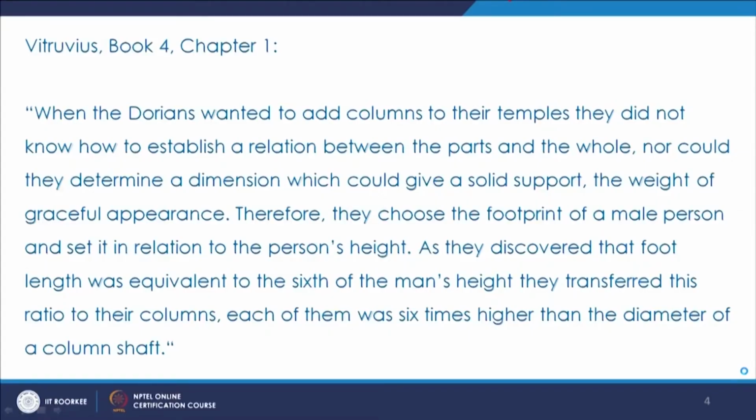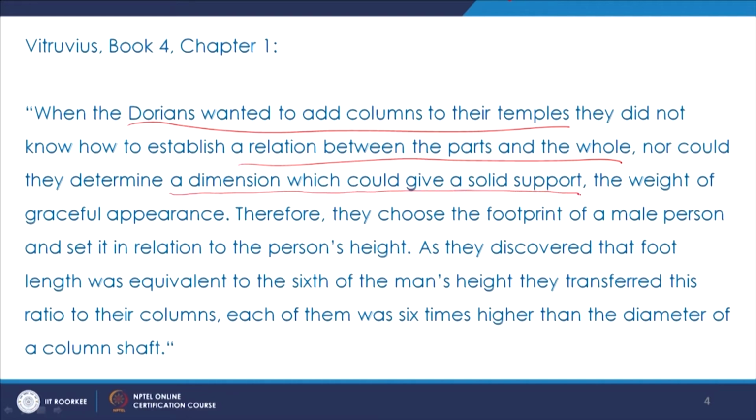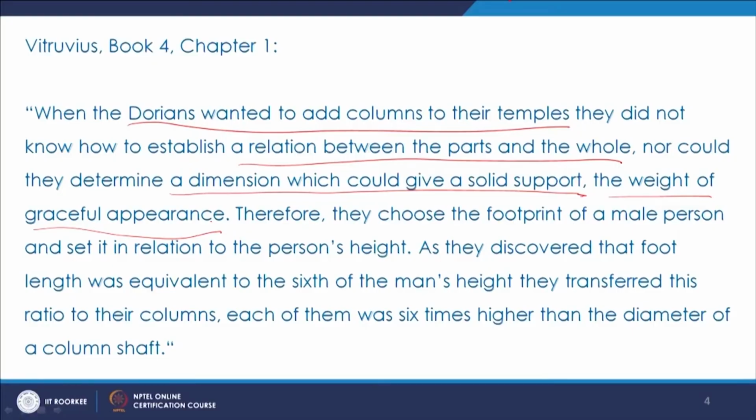So I would like to begin with Vitruvius. Vitruvius in his book 4 chapter 1 says, when the Dorians wanted to add columns to their temples, they didn't know how to establish a relation between the parts and the whole. Nor could they determine a dimension which could give a solid support, the weight of graceful appearance. Therefore, what they did as a solution was, they chose the footprint of a male person and set it in relation to the person's height.